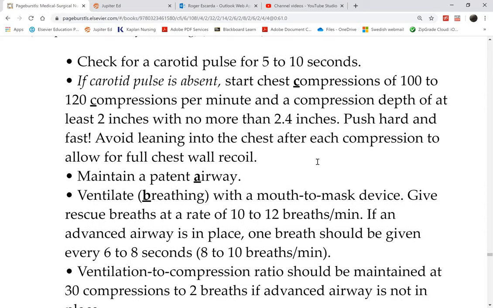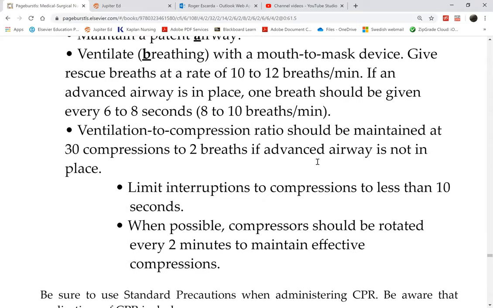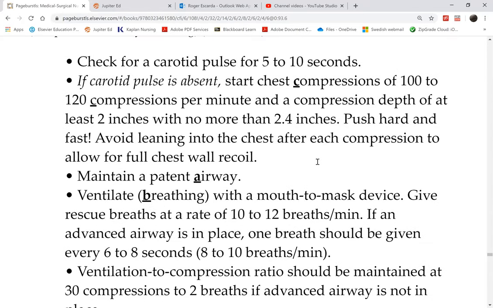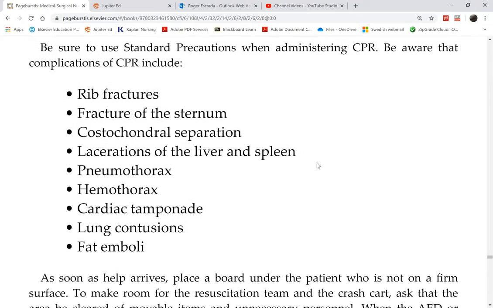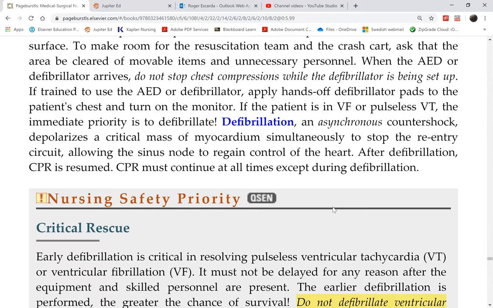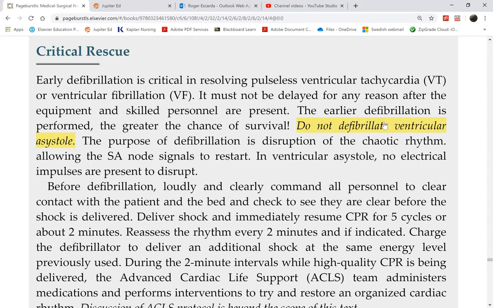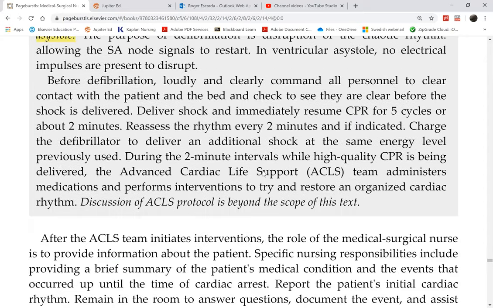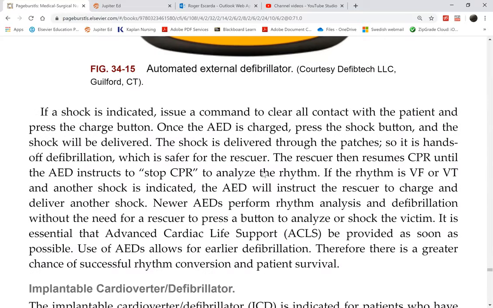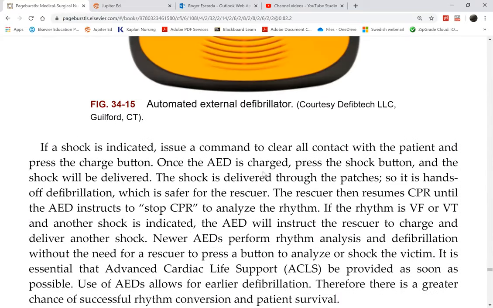And here is your CPR. You are all BLS certified, so I will test BLS. Clear? Yes. Just to see whether or not you really did CPR or just paid for your certification. These are possible complications of chest compressions. And here's a warning: do not defibrillate ventricular asystole. That's it. AED, you're already expected to know because that is part of your BLS.